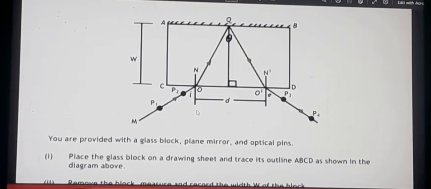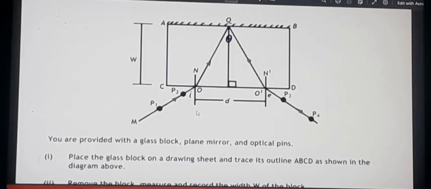It is possible that only the glass block can be used, that's the rectangular glass block, or only the plane mirror can also be used. I've done some videos on the plane mirror separately and the triangular glass prism separately. You can check through the description section of this video. You'll find all those videos there, or you can search through my channel to find those videos.